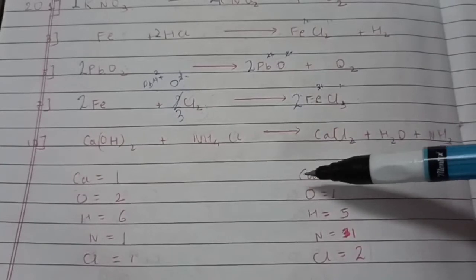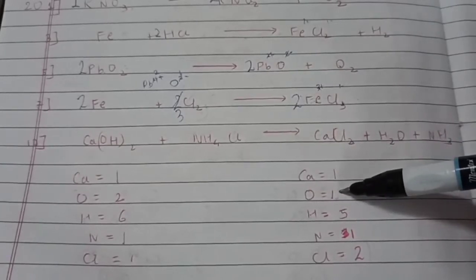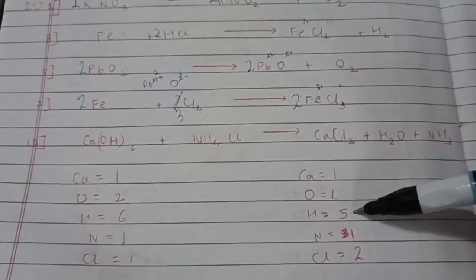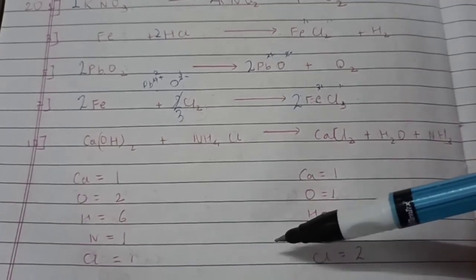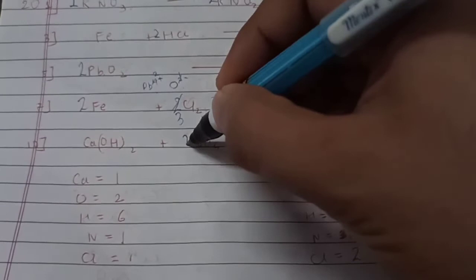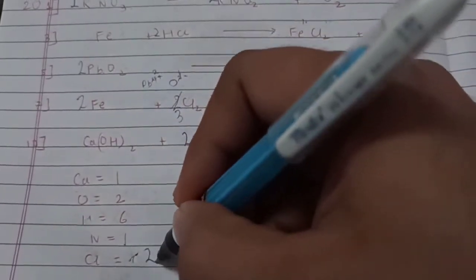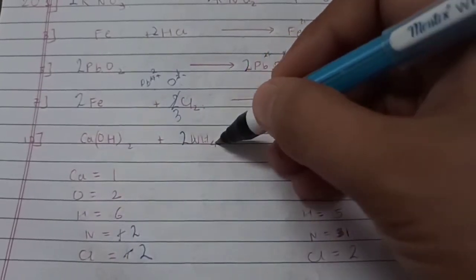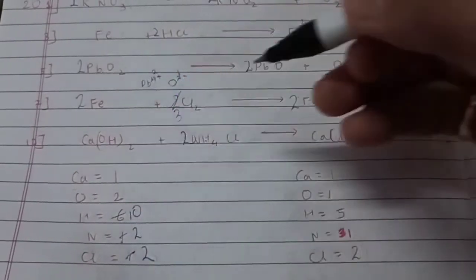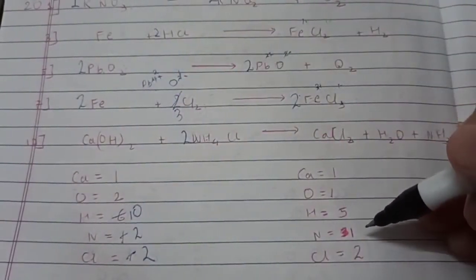So let's start. Calcium atoms are equal. Oxygen is less out here. We'll talk about it later because we always balance oxygen in the end. Hydrogen is less, so we'll have to increase it. And here chlorine is less. So let's first equalize chlorine. That will change everything now. Chlorine becomes 2. But that increases nitrogen to 2 as well. And hydrogen becomes 2 into 4, 8 plus 2, 10. That's fine. Now let's try to equalize nitrogen.